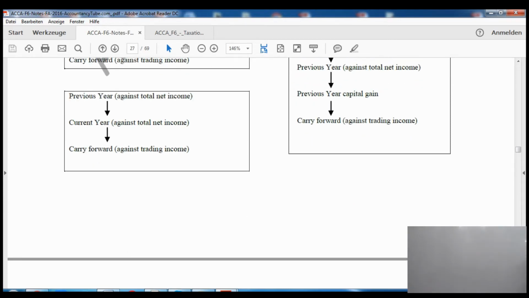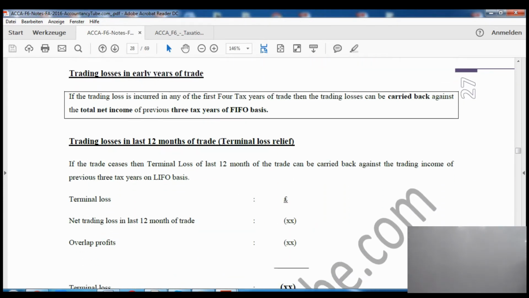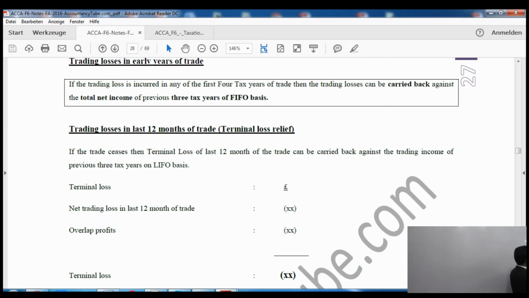Now, a couple of losses are a little different from these. The first one, on page number 27, is trading losses in the early years of trade. Whenever you have started your business, if you have incurred any loss in the early years of trade, that is called early year loss relief. That loss can be set off against net income, because you do not have any trading income at that time anyway.